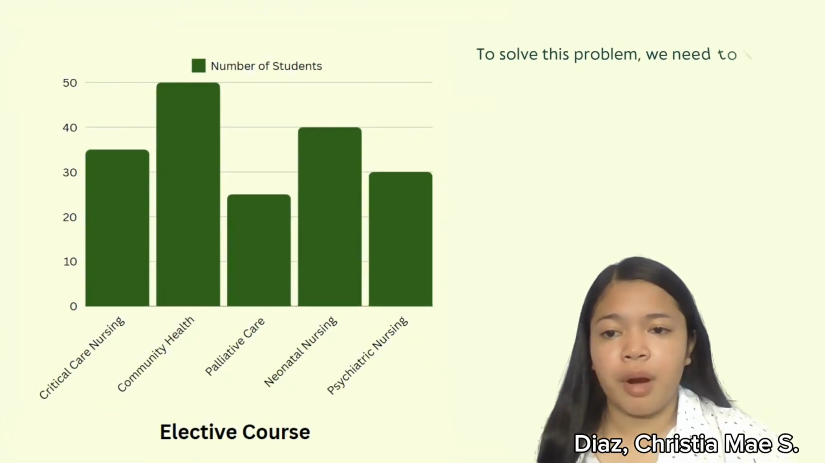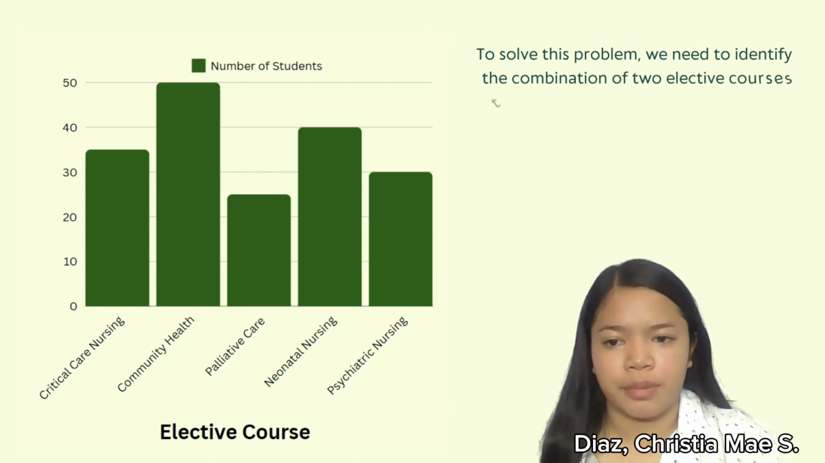We have here the bar graph containing the elective courses and the number of students.